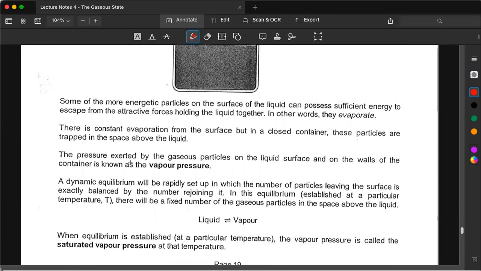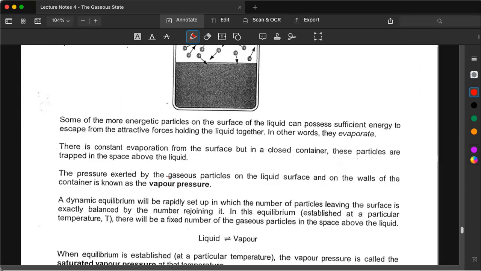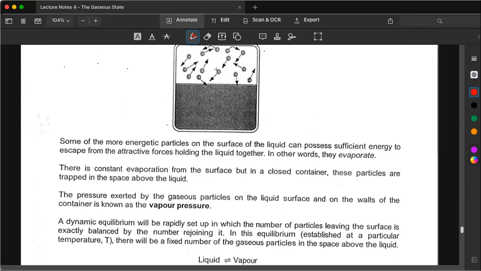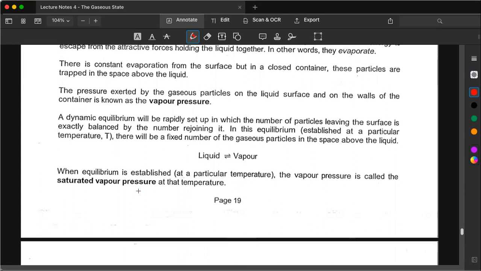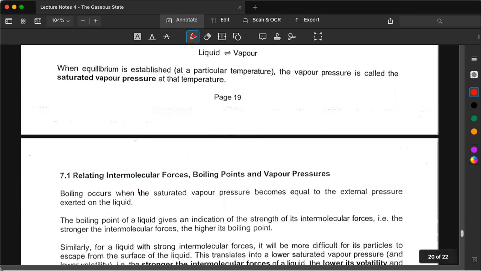So there'll be a dynamic equilibrium set up where the number of particles leaving the surface is exactly equal to the number that rejoin. Particles may come out and come down again. The particles evaporate and then rejoin the liquid. So there will be a fixed number of gaseous particles in the space above the liquid, but there's still a dynamic equilibrium. When equilibrium is established at a particular temperature, the vapor pressure is known as saturated vapor pressure. Okay, just for your knowledge, and we go on.